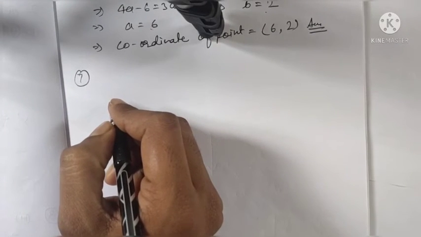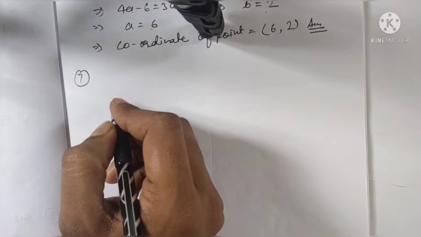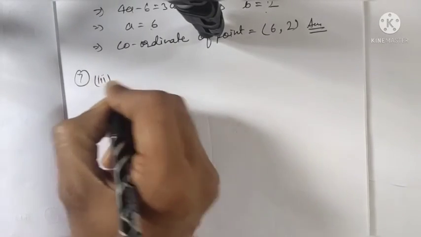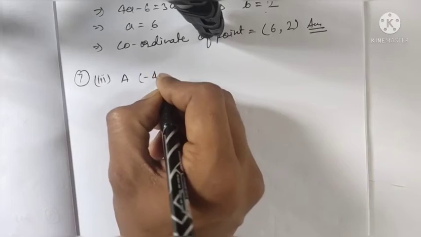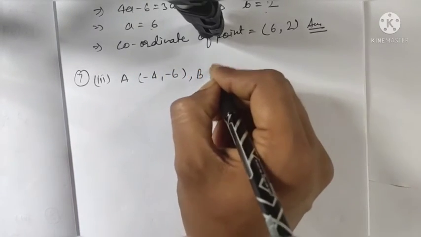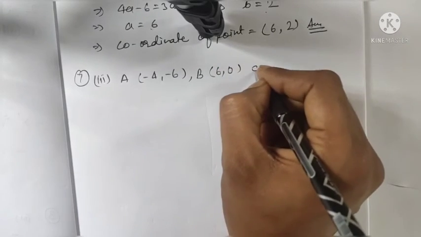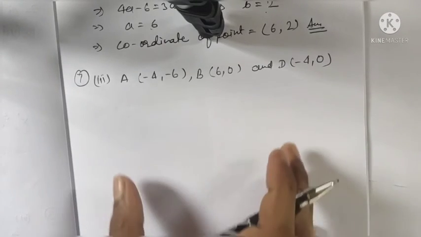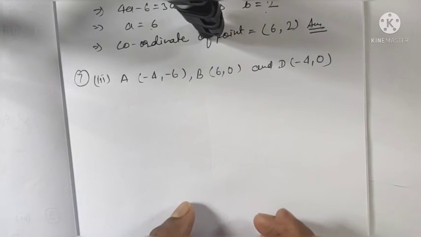Now question number 7. Question number 7 is: in each of the following, the coordinates of the 3 vertices of rectangle ABCD are given. By plotting the given points, find in each case the coordinates of the fourth vertex. Now we are going to solve question number 3 here. That is A = (-4, -6), B = (6, 0), and D = (-4, 0). So now we are going to plot this on the graph paper.